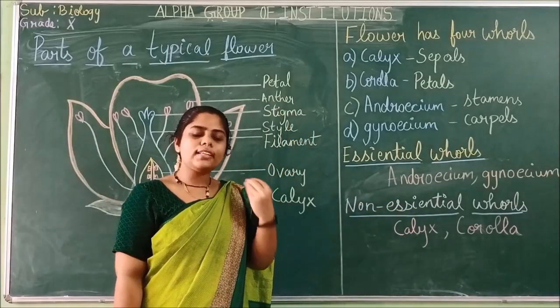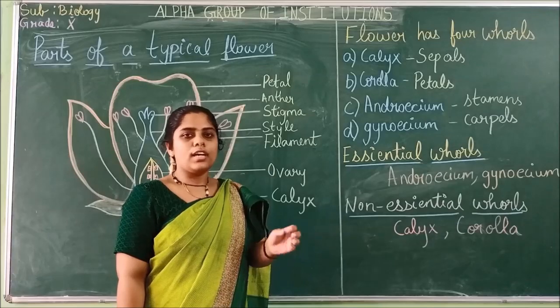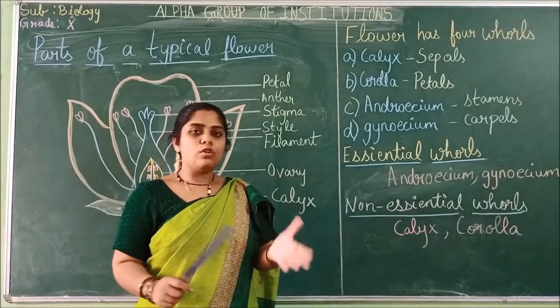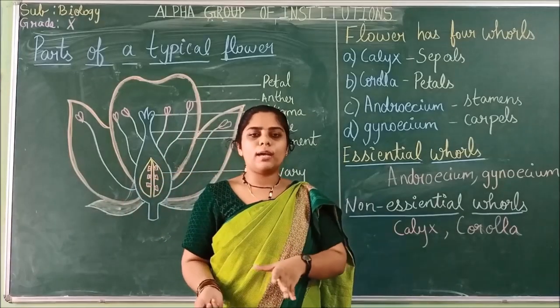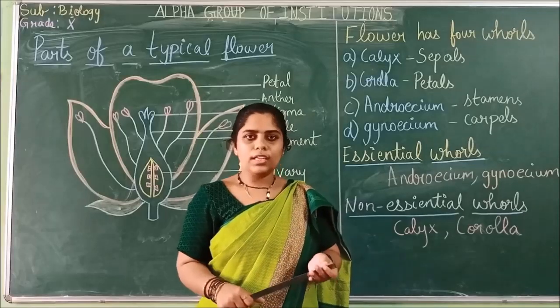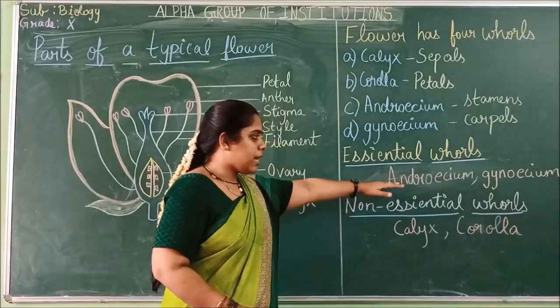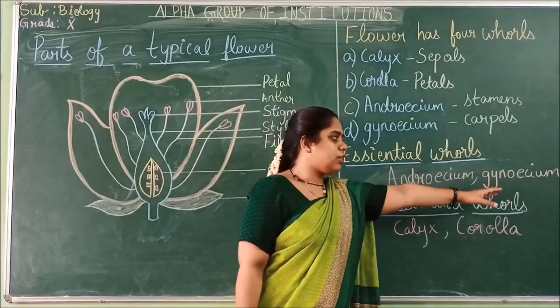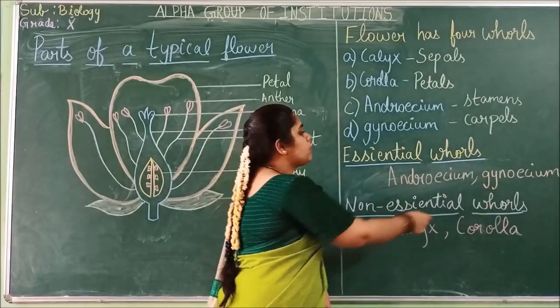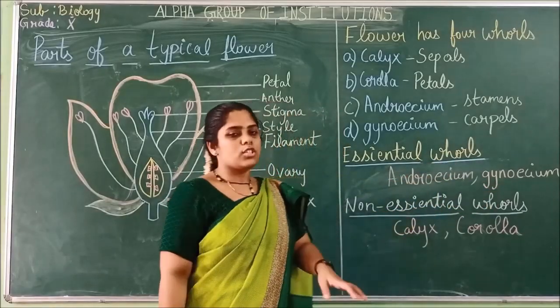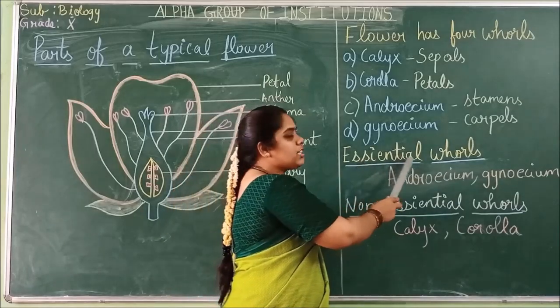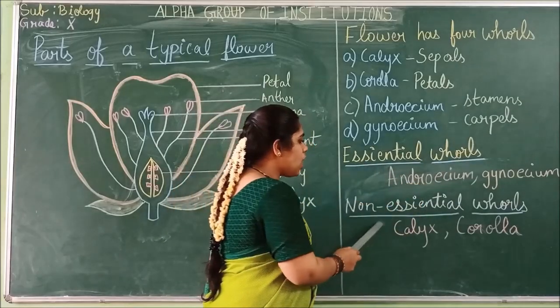Because they directly take part in the process of reproduction. As we know, fusion of male and female gametes is called sexual reproduction. So here the male is the andrium and the female is the gynoecium. These both are directly involved, so that is why they are called essential whorls.